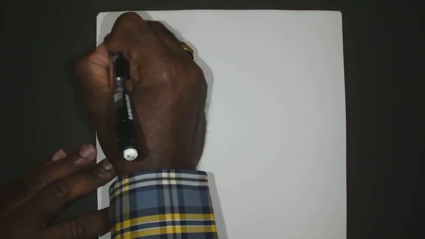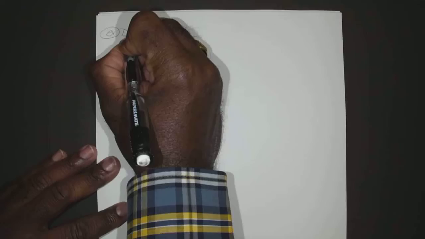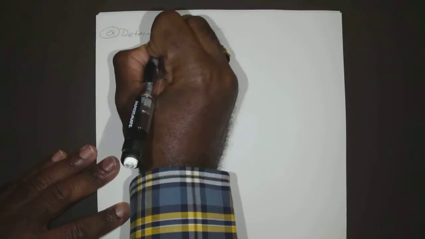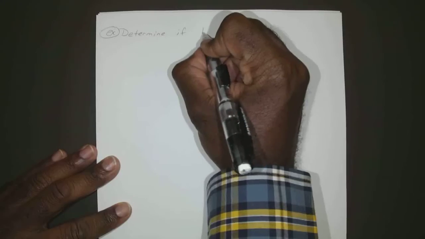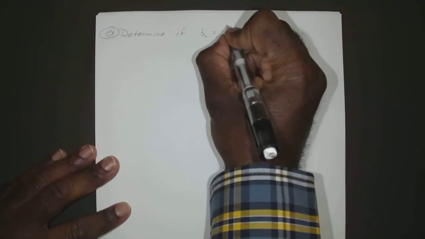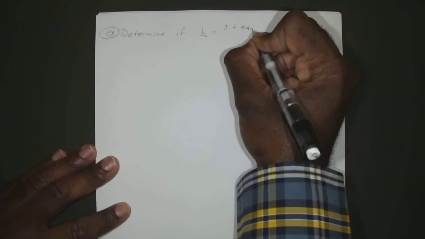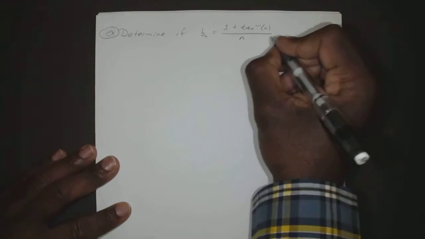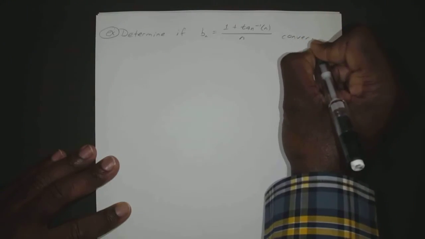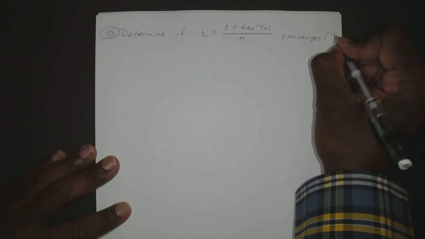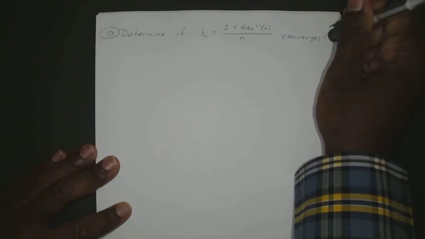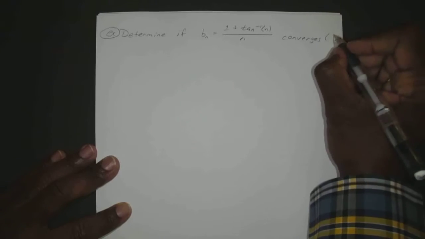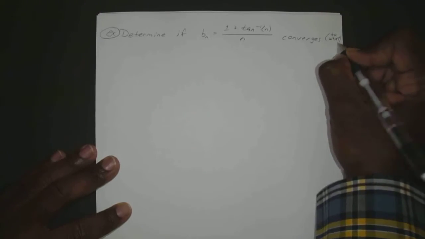Okay, so let's say for our next example, determine if, say, b sub n is equal to 1 plus tangent inverse of n divided by n converges, and if so, to what? Or diverges.